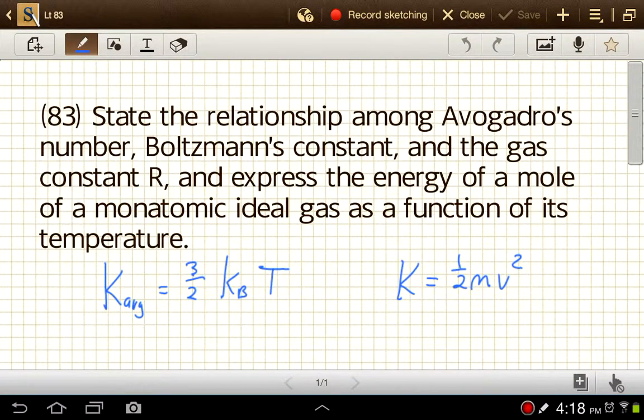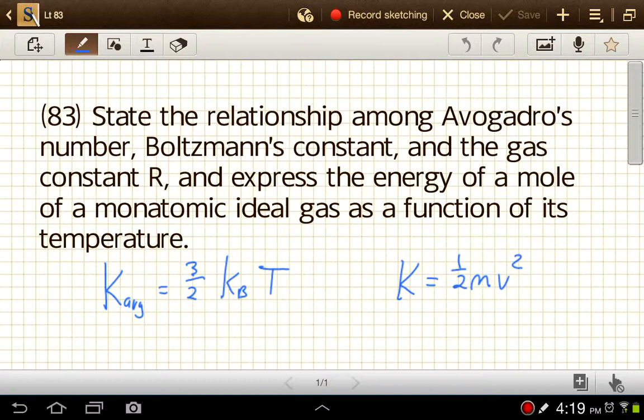In our last video, we looked at a couple of different ways to examine the kinetic energy of particles in a gas. For this section, we're going to look at some common relationships and then also talk about another way that we can look at kinetic energy or total energy of a gas.